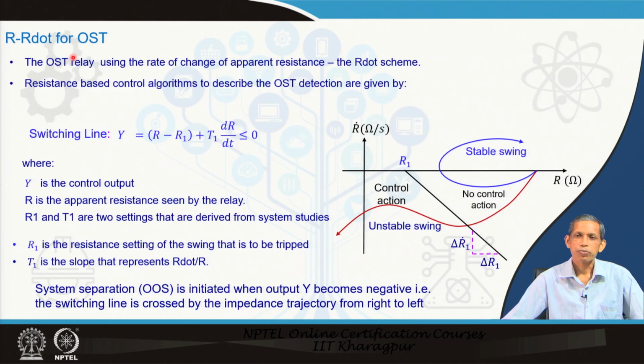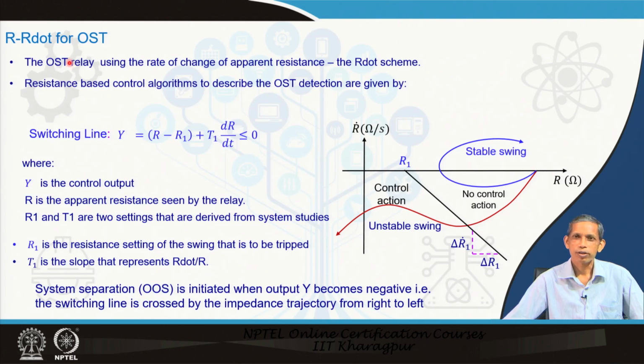So, with that philosophy, if the Z is smaller than the Z setting value, then the relay will trip. With that concept, you can say that this principle is being taken from. So, this is to identify unstable power swing.